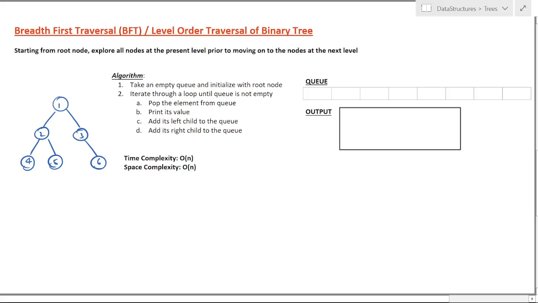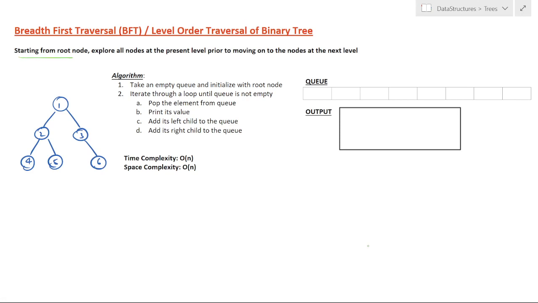Hello and welcome. In this video, let's learn about breadth first traversal or level order traversal of a binary tree. So in BFT, starting from the root node, we explore all the nodes at the present level prior to moving on to the nodes at next level. It just means that we start from the root node and then traverse the next level and then the next level.